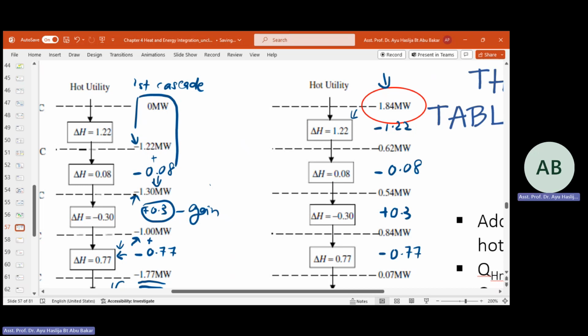1.84 minus 1.22. Why here is 1.84 no more negative? Because we have supplied to the system, meaning that you already have that 1.84. It will be the same concept for every step. From the first cascade, 0 because nothing is being supplied.